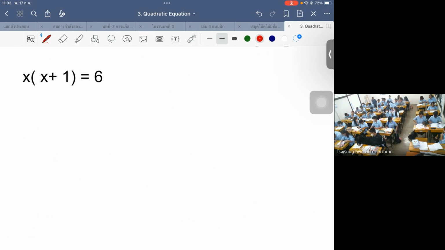First step is multiply the equation. So we have x times x is x squared. And then x multiplied by 1 is x. So equal to 6. Now, this is not quadratic, right? So you need to transpose 6. It will become negative. And then process the factor.